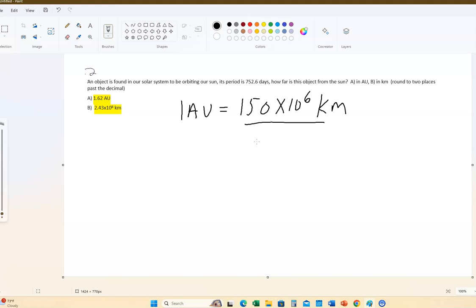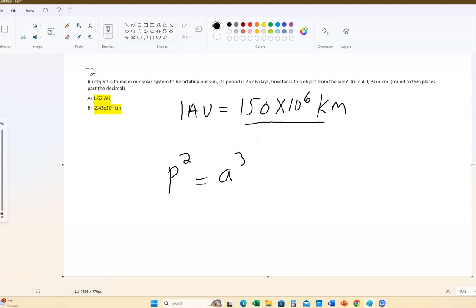Kepler discovered the following mathematical relationship for the orbital motion of planets. It took him a long time to figure this out, but he eventually did. The period squared is proportional to the average distance that the planet is from the sun cubed. And now we have an equation.